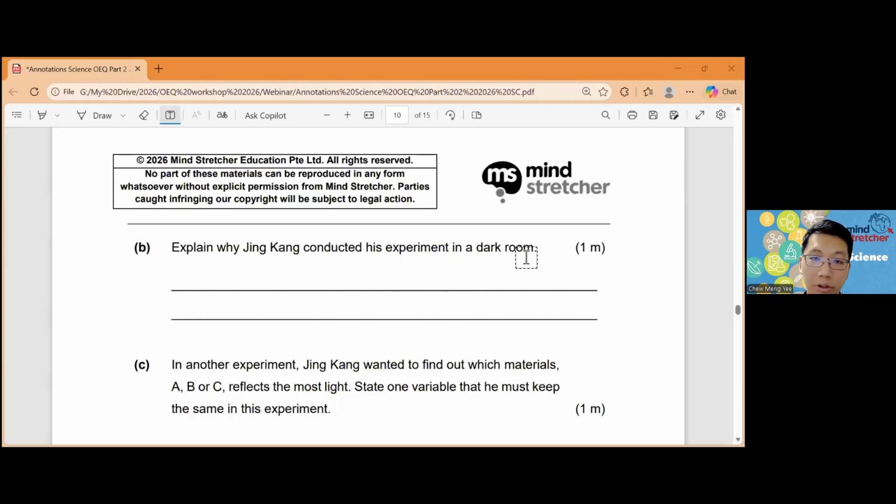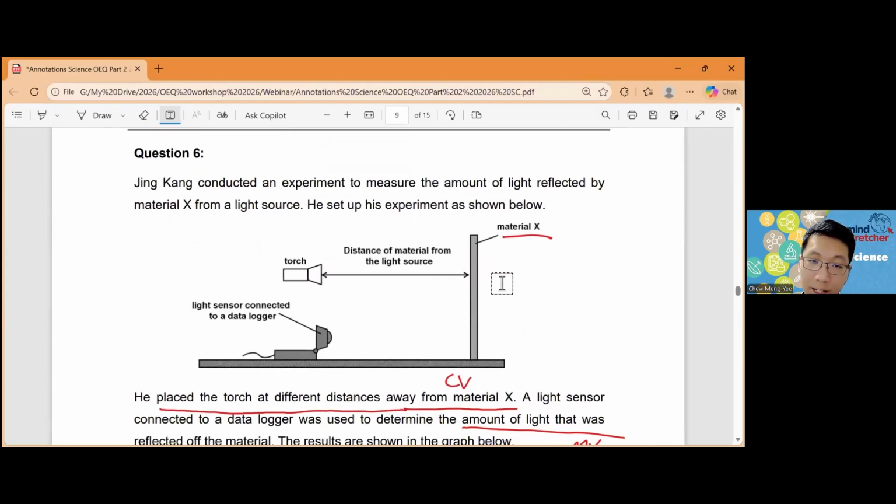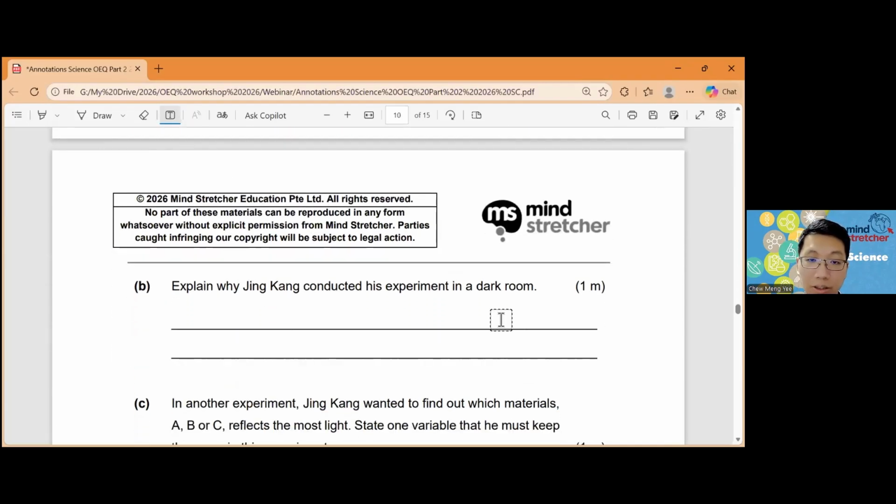Because this experiment involves light, and we usually want to do light experiments in the dark, so that whatever is detected by the light sensor is not from other light sources, like the light from your living room. So it can only be light from the torch. Okay, so that is why it is conducted in the dark room.